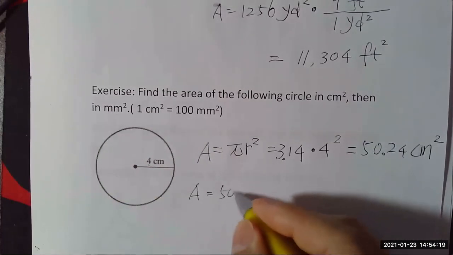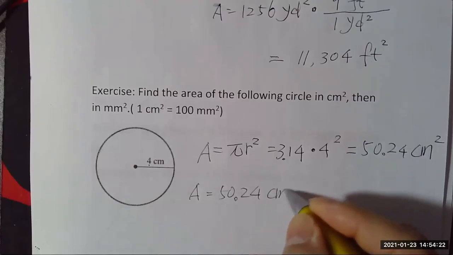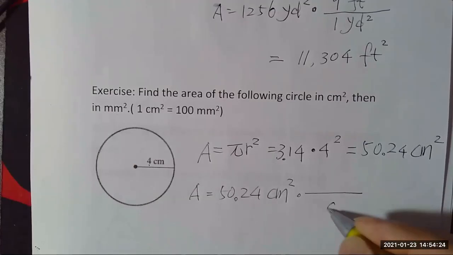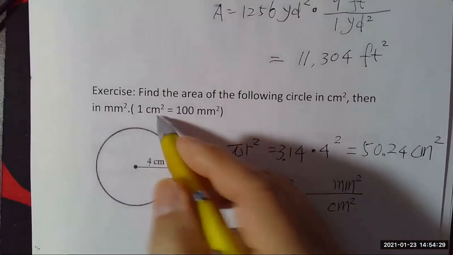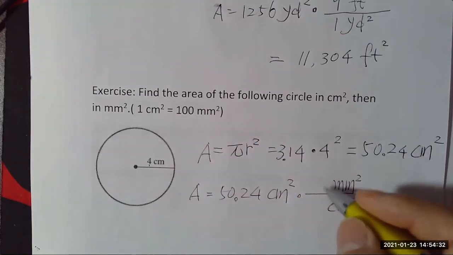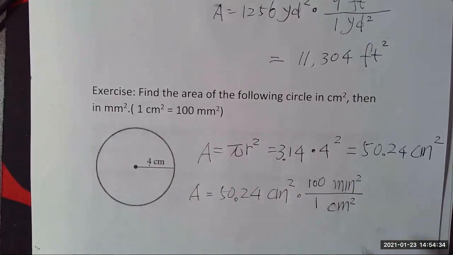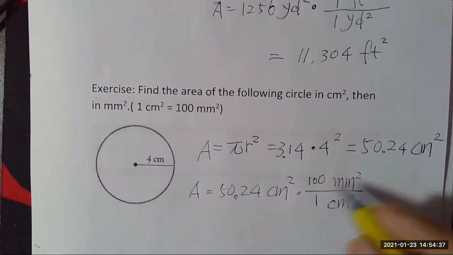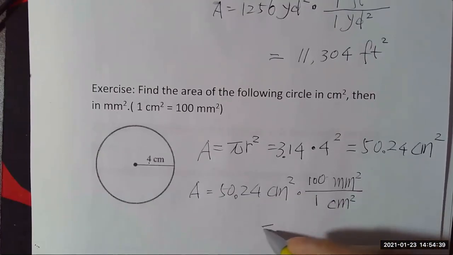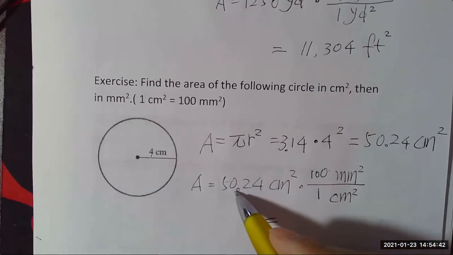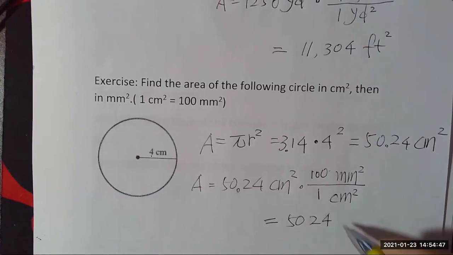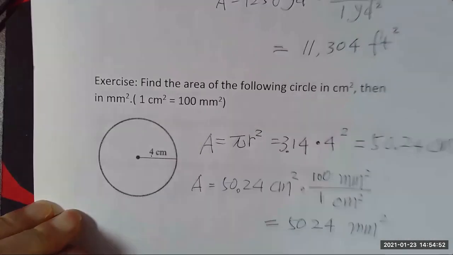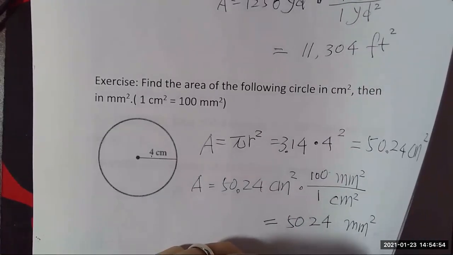Okay, now all we need is to convert it to square millimeters. So we start with 50.24 square centimeters. Multiply, square centimeters on the bottom, square millimeters on the top. One of these equals 100 square millimeters. Make sure you put these numbers in the right place. So multiply by 100. Whenever you multiply by 100, basically you move the decimal point to the right 2 places. That's easy to do. 5,024 square millimeters. And that's it. That's the area of a circle.